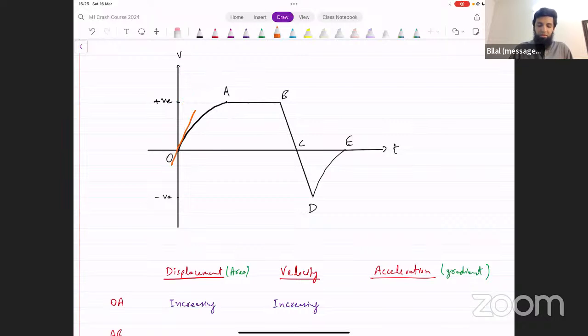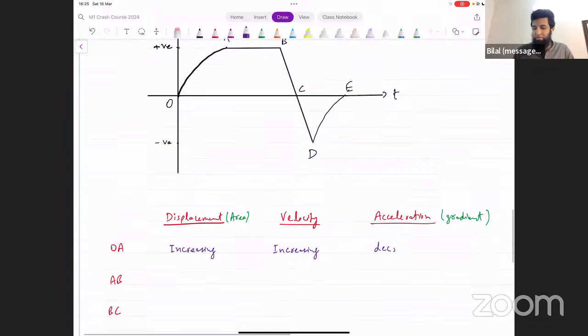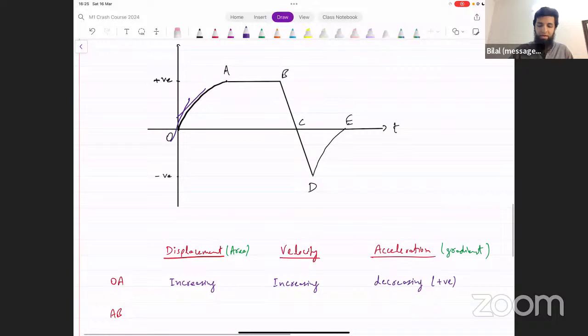It's steep earlier, and then it becomes less and less steep. So the gradient is decreasing. If the gradient of the graph is decreasing, that means acceleration is also decreasing. It's a positive value, yes, but it's decreasing, right? It's more positive initially, but then gradually acceleration keeps getting less and less. All right? That's the first part.